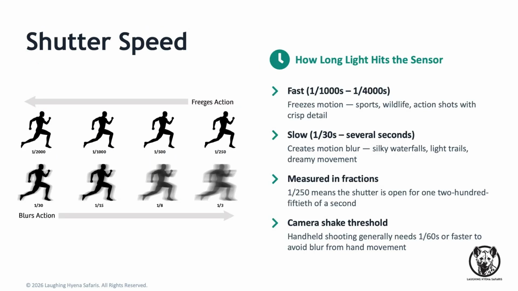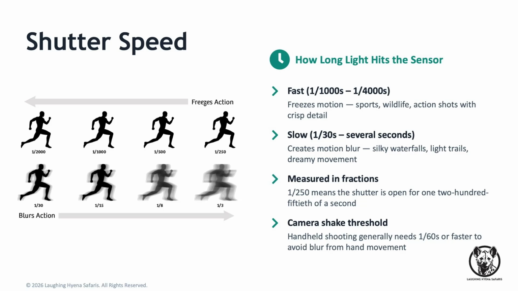Next up is shutter speed, and this one is pretty intuitive once you get the hang of it. Shutter speed is simply how long your camera's shutter stays open, how long light hits the sensor. A fast shutter speed like 1/1000th of a second freezes everything. That's how sports photographers capture a footballer mid-kick with zero blur. A slow shutter speed like 1 or 2 seconds lets motion blur happen. That's how you get those silky smooth waterfall shots or car light trails at night.